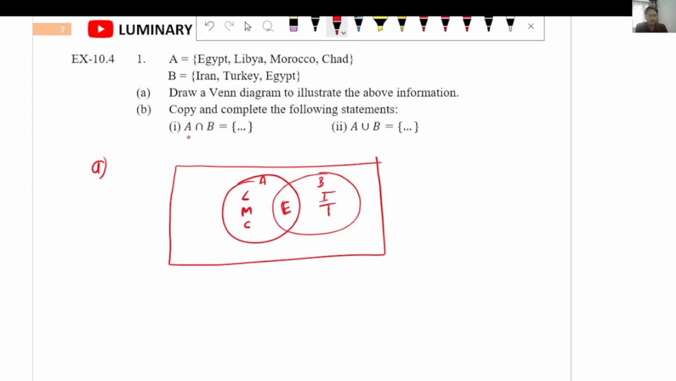Now, this is the answer of the first part, we already did it, and this is basically a universal set, right? So generally we write the universal set outside. So this is the answer.